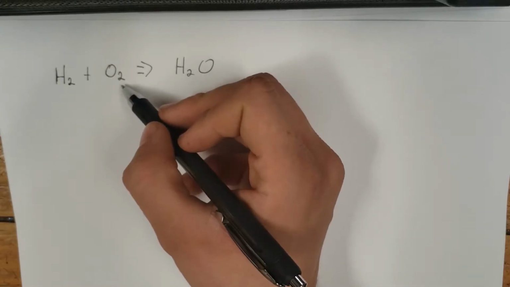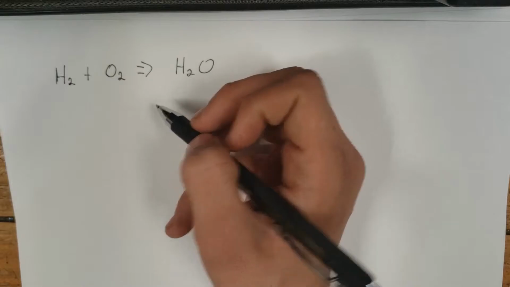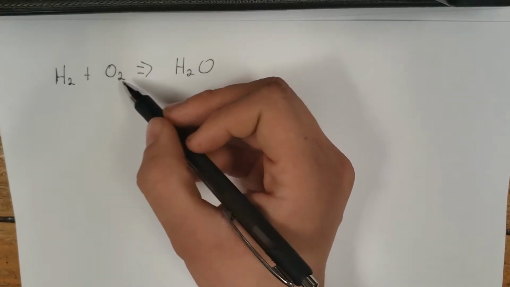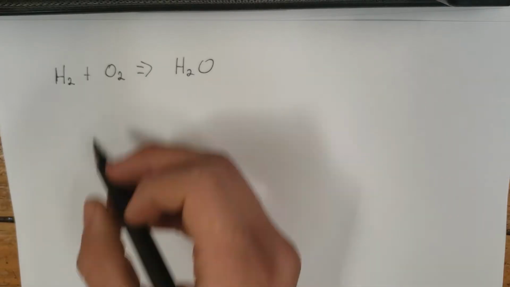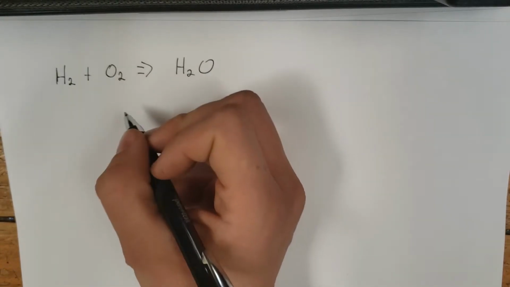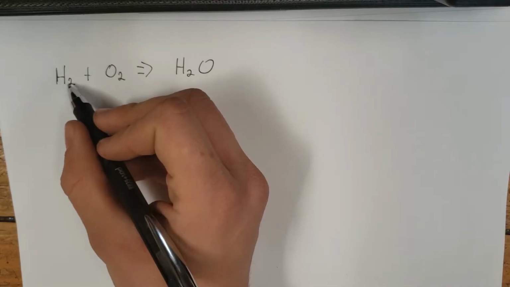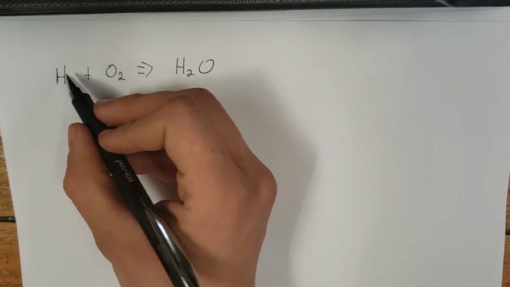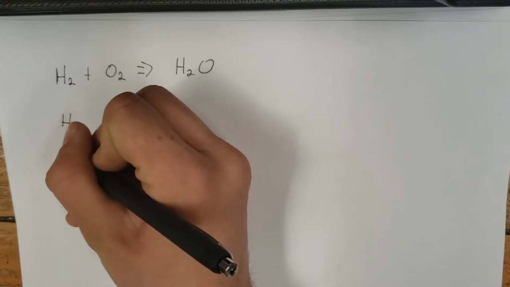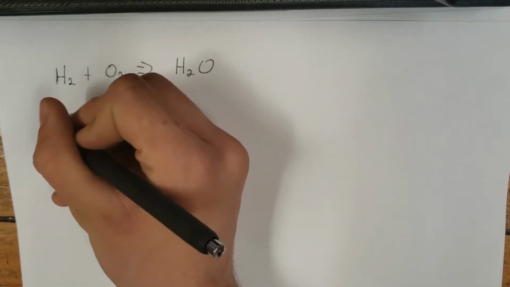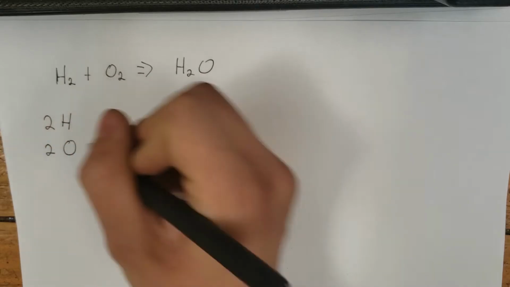This number will never change. So when you're predicting chemical reactions, which will be covered in a future video, you should never try and change this number on this side. Okay, with that out of the way, let's go ahead and start counting. So here we have two hydrogens and two oxygens. So let's go ahead and write that down. H and O for hydrogen and oxygen. We have two of each.